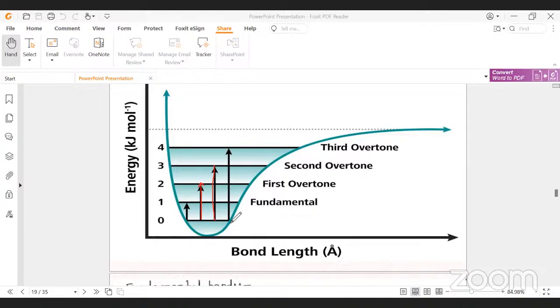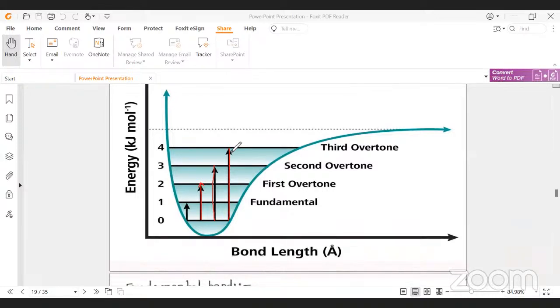The transition from V0 to V4, and the band that appears by this transition is known as the third overtone. From an exam point of view, this is also very important.